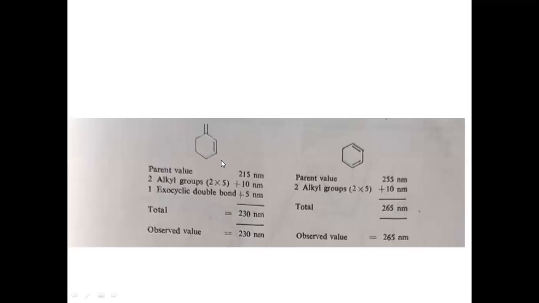Now let us take this example. This diene. Then what will be the parent value? 215 nm. This is our parent: double bond, single bond, double bond. So the parent value is 215 nm.